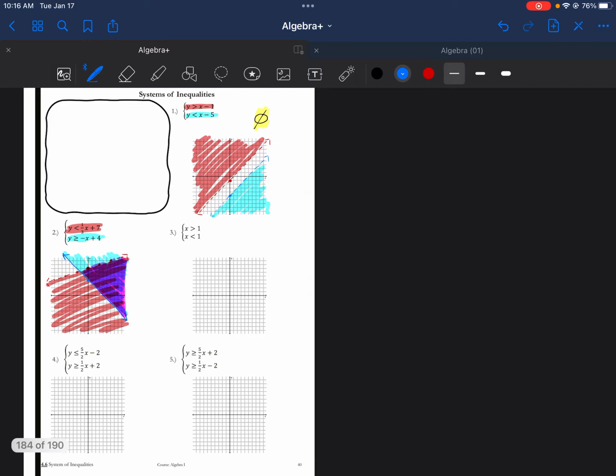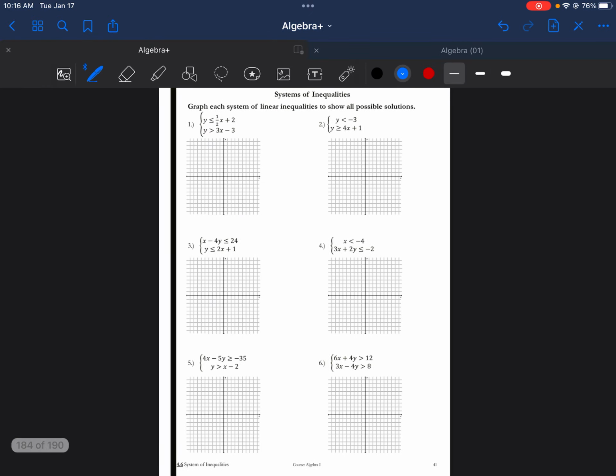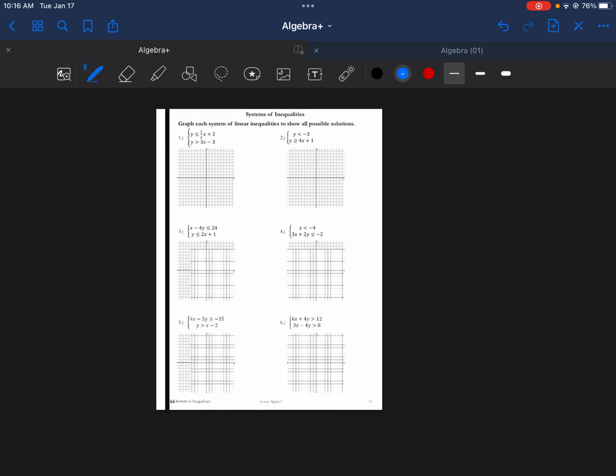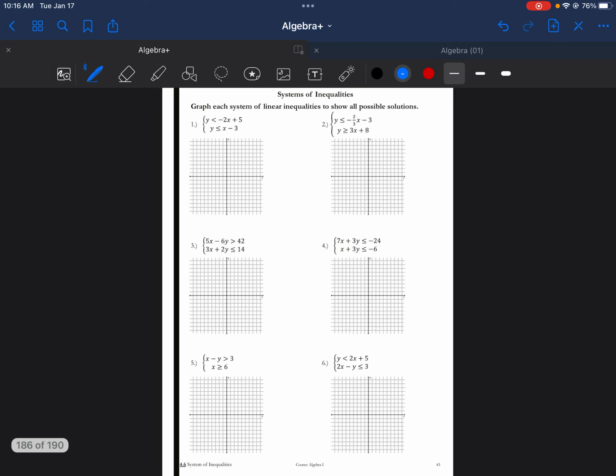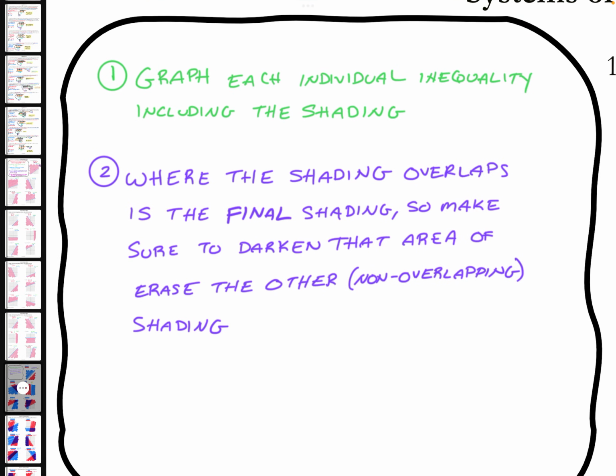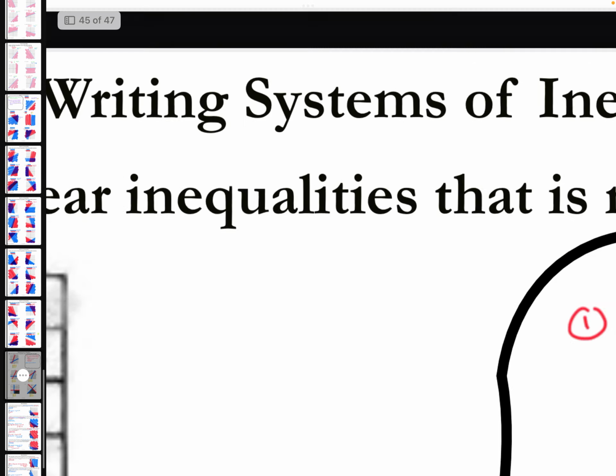You can go ahead and practice on any of these pages, and you'll see sometimes they're not in slope-intercept form. And you're going to have to change that, and that's okay. The last part of systems is going to be on page 45. And so you're going to copy down these notes.